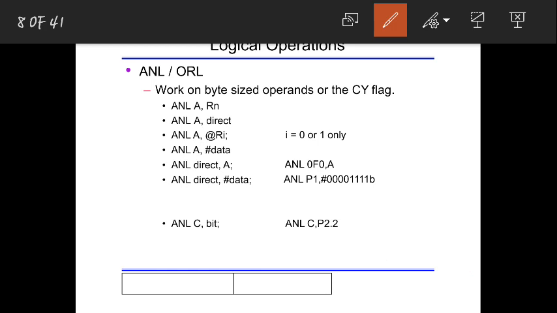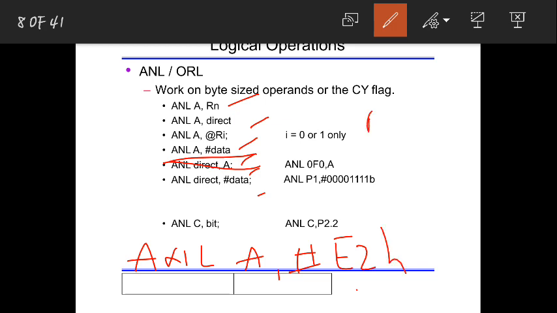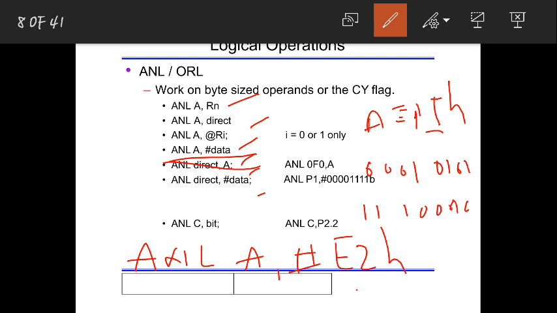So see, in here we can write in these different addressing modes. For example, I have taken this ANL A comma, and I am taking the data to be E2H. I already have 15H in A. So how does this work? 15 means just write it in binary: 0 0 0 1, then 0 1 0 1. Then E2 means 1 1 1 0, then 0 0 1 0.